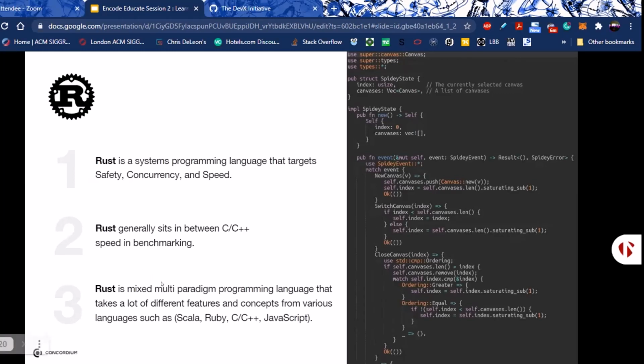Rust is described as a multi-paradigm language, meaning it has a lot of concepts from different languages, like Scala, C and C++, and even JavaScript. It takes a lot of the best components of these languages and really tries to distill it in one language that you can do a lot with.